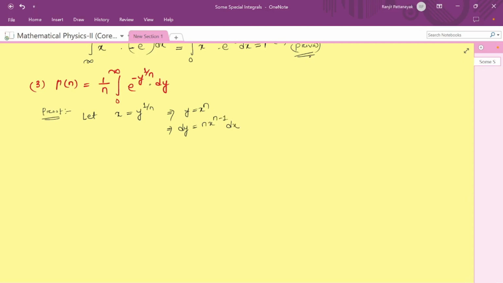So instead of y to the power 1 by n, we can substitute x, and dy will be substituted by this value. Now we are just going to check the limit. Here we considered y as x to the power n. So if y is the lower limit 0, that implies x will also be 0. If y is infinite, then x is also infinite.